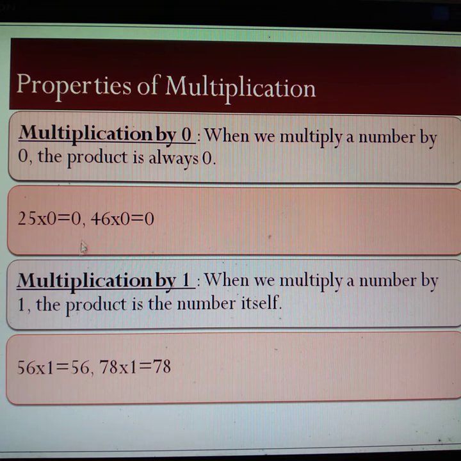Next one, property of multiplication by 1. Now, when we multiply a number by 1, the product is the number itself. See here, 56 is multiplied by 1, answer is the number itself, that is 56. 78 is multiplied by 1, answer is 78. So, when we multiply a number by 1, the product is the number itself.